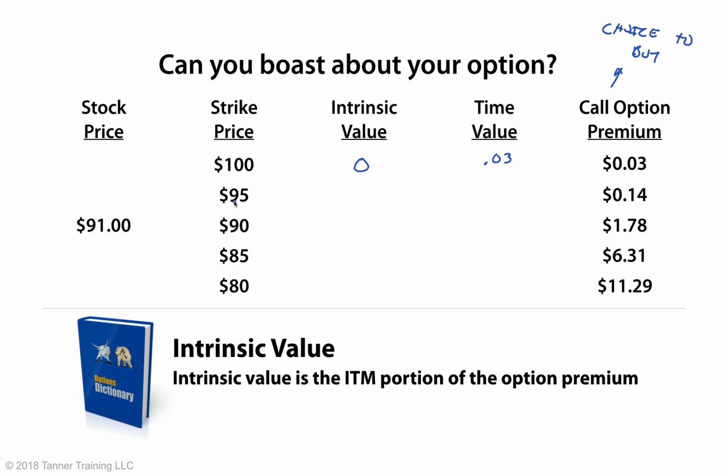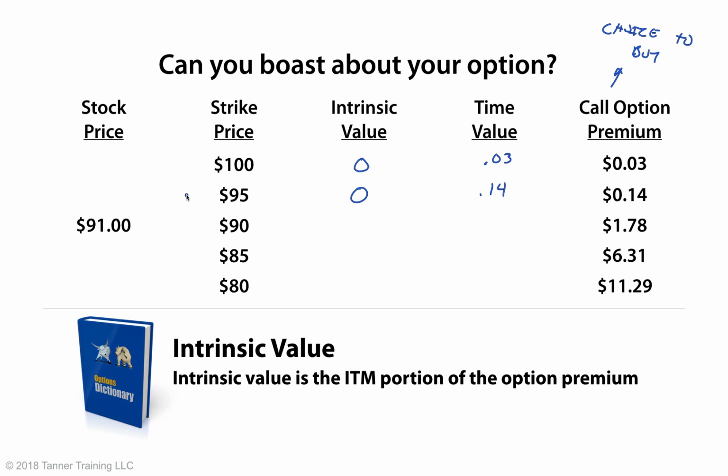Right here, we'd have the right to buy it at 95. Now, again, can we boast about it? If I walk around and I go to all my friends and say, hey, I can buy this stock at 95, but your friends have a real-time quote on their phone at 91, they're not going to think you're very cool. They're going to think you're kind of silly, right? I can buy this at 95 right now. Well, Andy, I can buy it at 91. So again, we see we have 0 intrinsic value. So why is someone willing to pay 14 cents for this? Well, that's the time that they have hoping that it can get above 95.